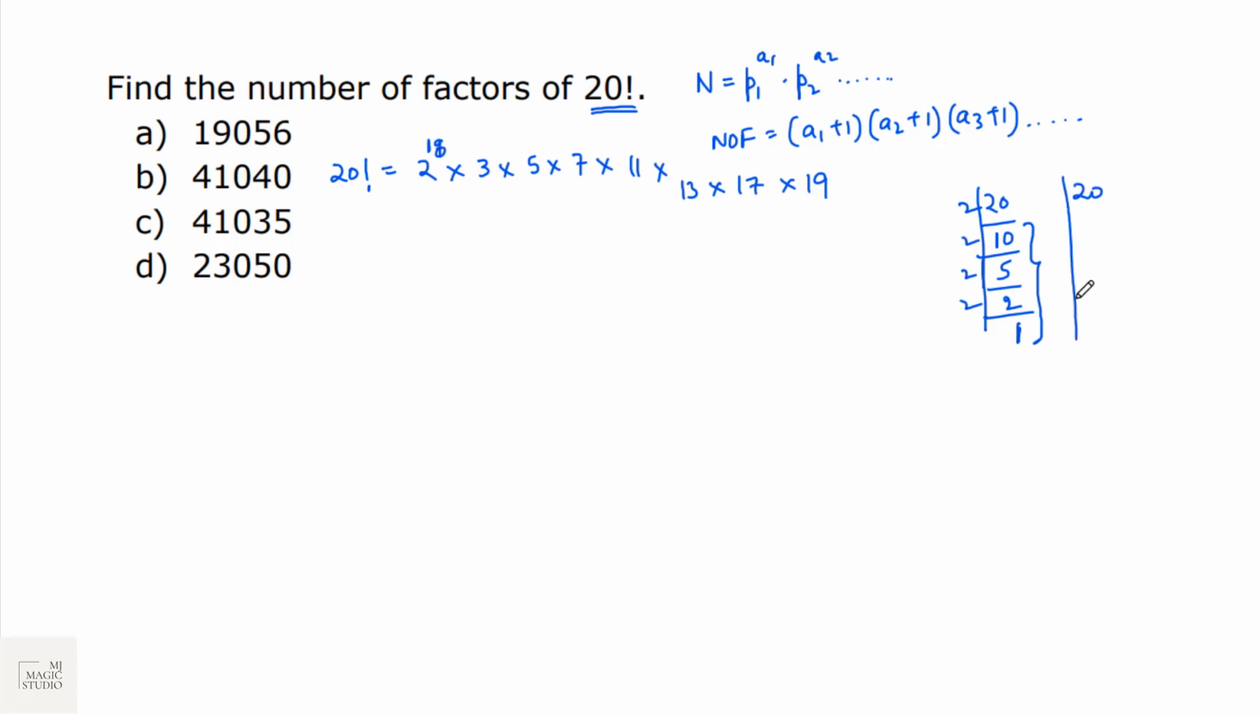Similarly, you can calculate for 3. Keep on dividing 20 by 3. It will go 6 times. Then 6 will go 2 times. 6 plus 2 is 8. That means in factorial 20, the highest power of 3 is 8.